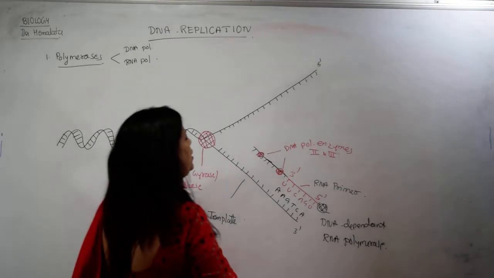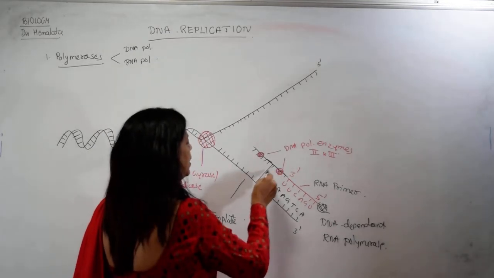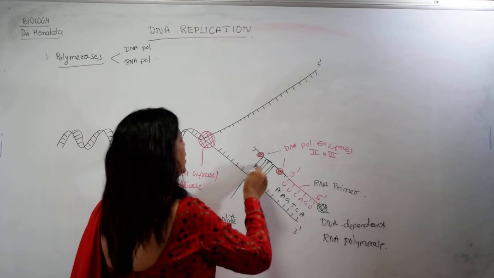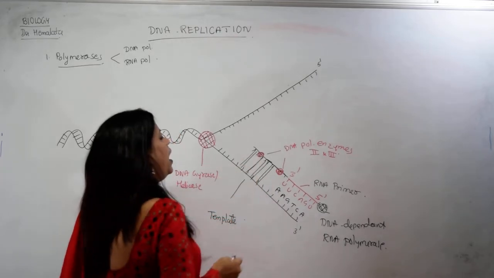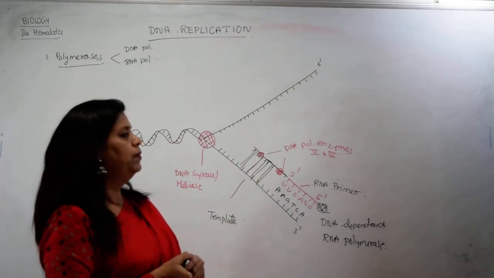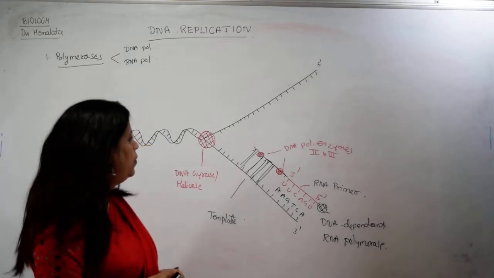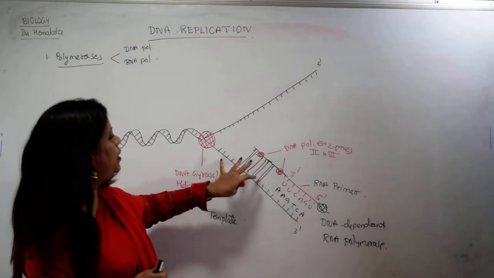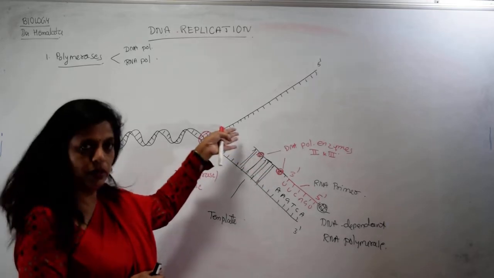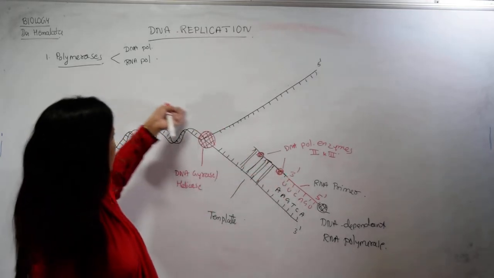Therefore, this strand continues to replicate. Right? Like this, it will continue to replicate further. And this will go fast. Understood? Now, this new DNA formed here will be filling this completely.